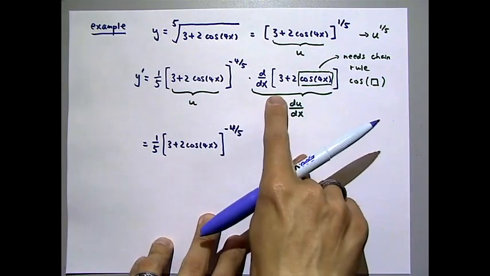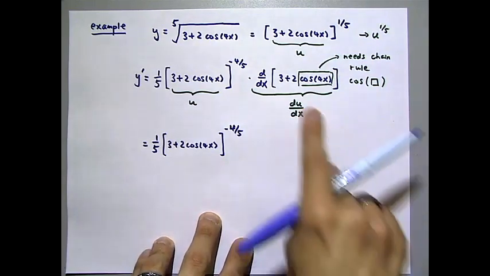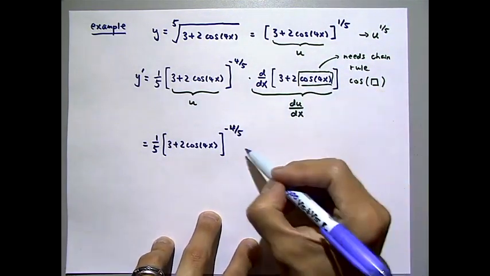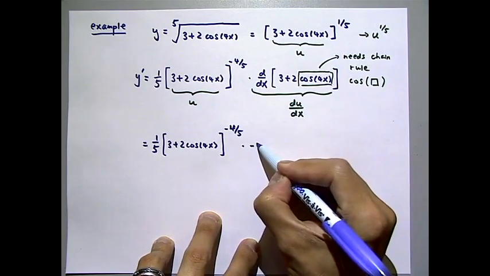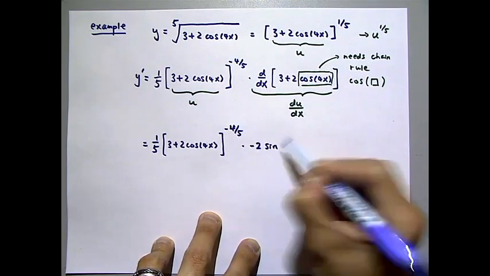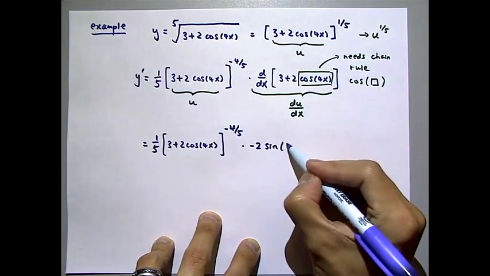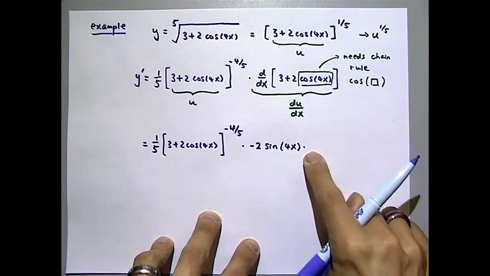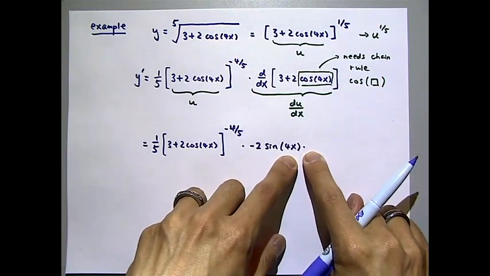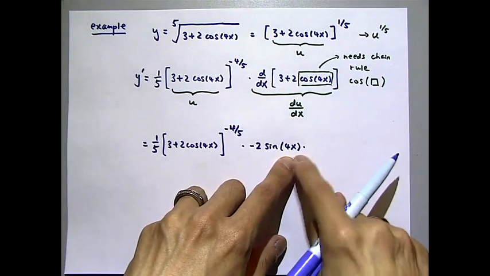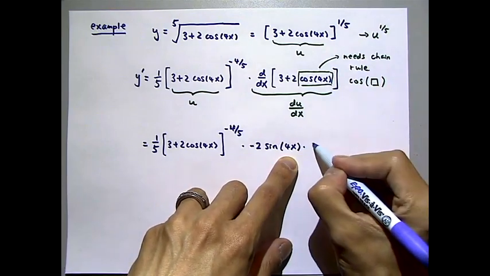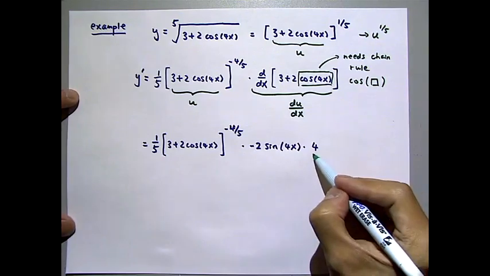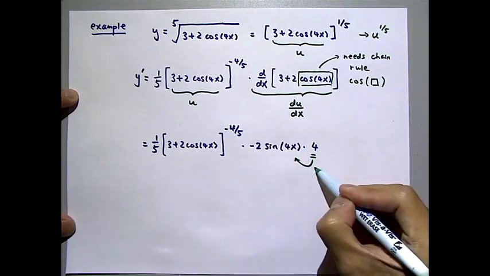Now we take the derivative of 3, that's 0, of course. Derivative of 2 cosine of blah is negative 2 sine of whatever, right? The thing stays the same. And now we account for the fact that this is not just an x anymore. So we multiply by the derivative of that, which is 4. So this is the derivative of that.